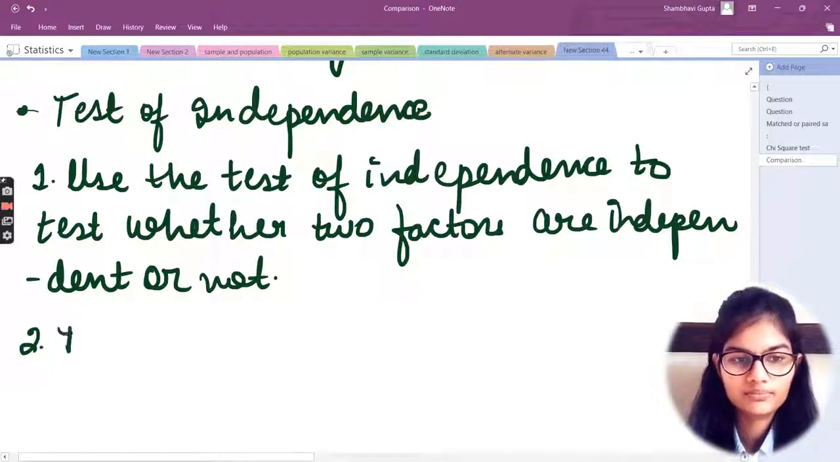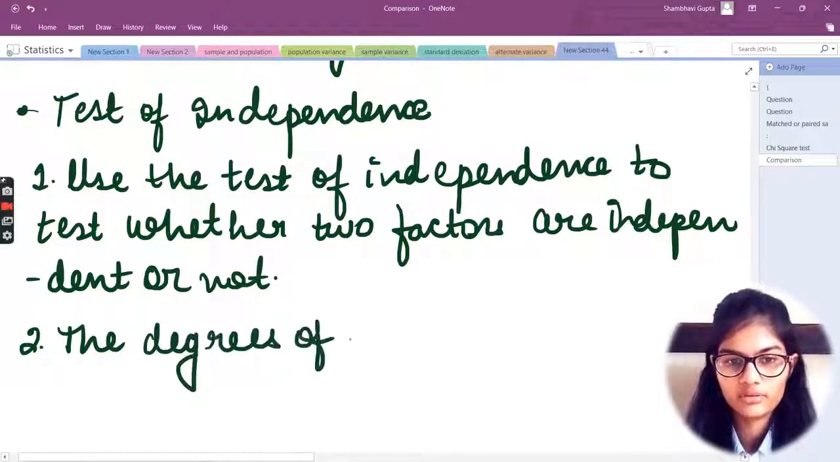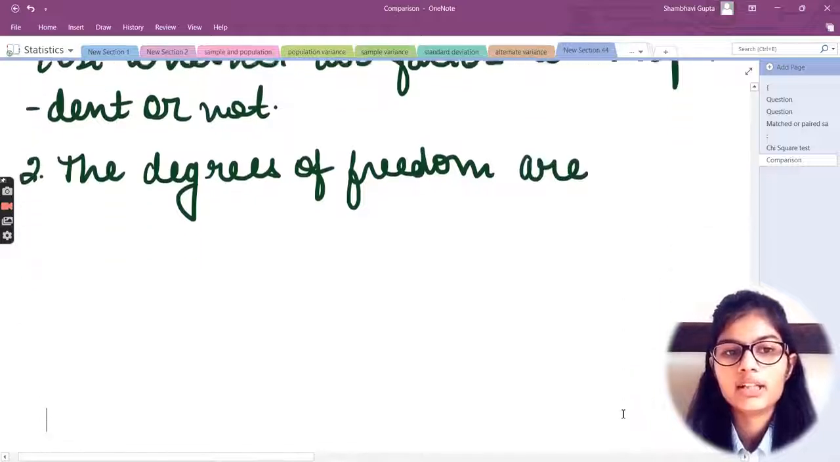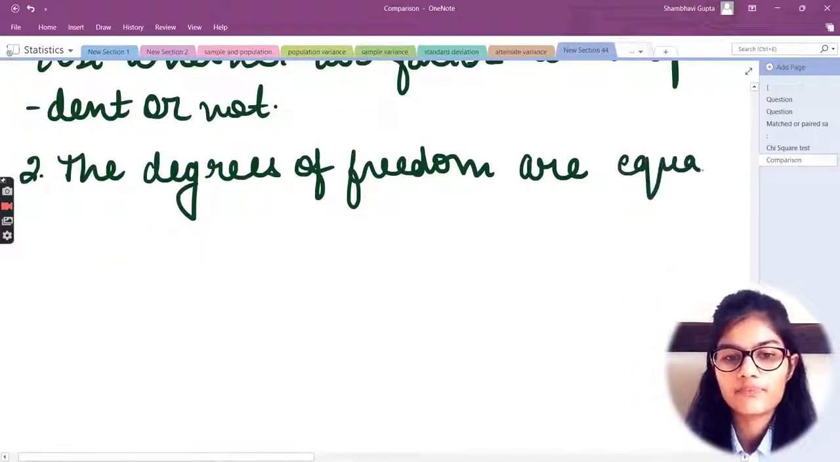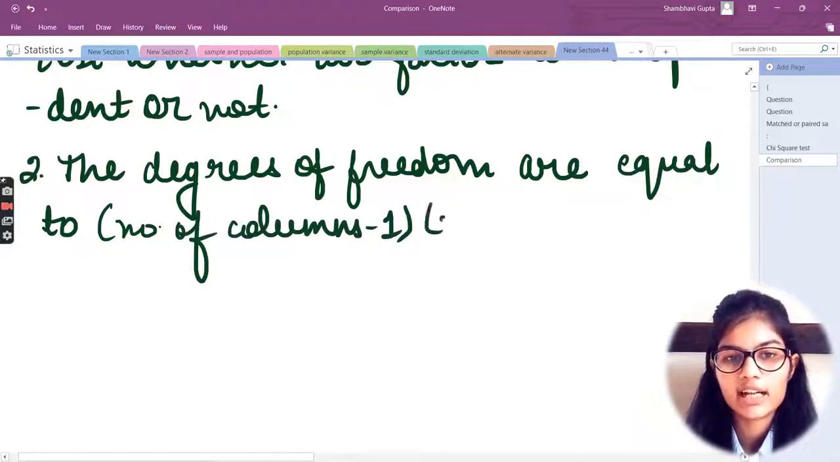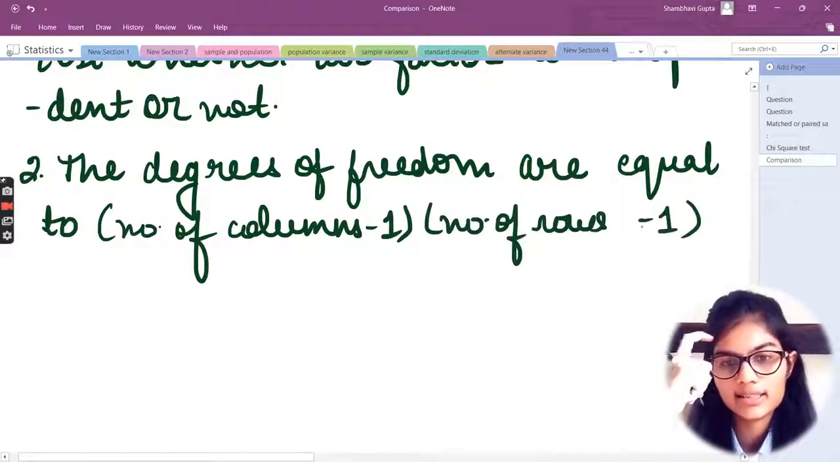the degrees of freedom. So here goes the degrees of freedom. So the degrees of freedom are equal to, let me come down, number of columns minus 1 into number of rows minus 1. So here goes number of columns minus 1, and next we are having number of rows minus 1, right? So this is the degrees of freedom.